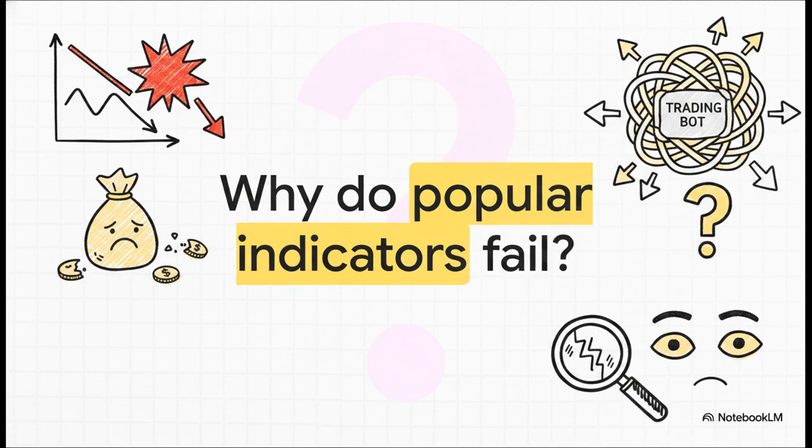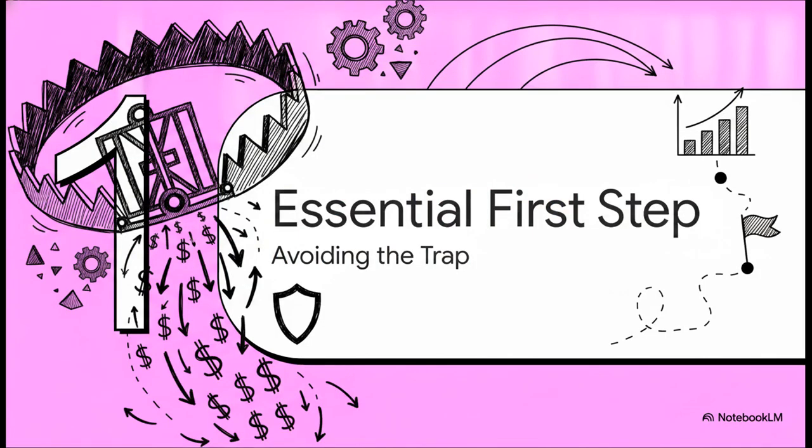You know exactly the feeling, right? You find this amazing indicator, it works flawlessly for a few trades, and then bam, out of nowhere, it starts feeding you completely false signals and your portfolio takes a massive hit. You're left wondering, what on earth changed? Well, the answer actually lies in a very simple but incredibly common misstep right at the very beginning of your analysis. All right, let's move into section 1, the essential first step.